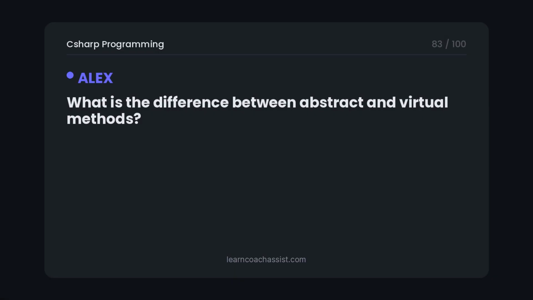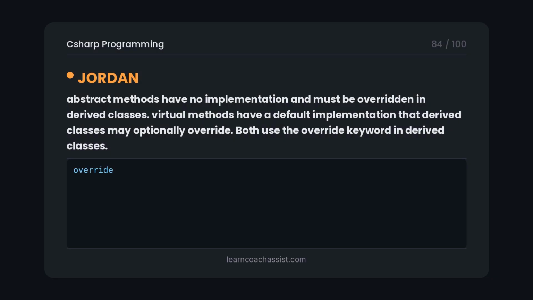What is the difference between abstract and virtual methods? Abstract methods have no implementation and must be overridden in derived classes. Virtual methods have a default implementation that derived classes may optionally override. Both use the override keyword in derived classes.